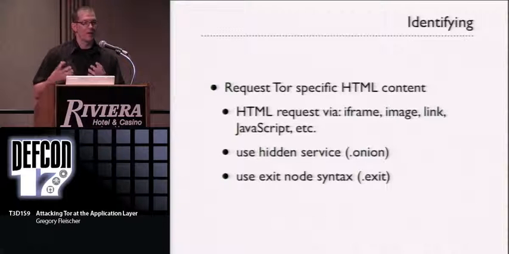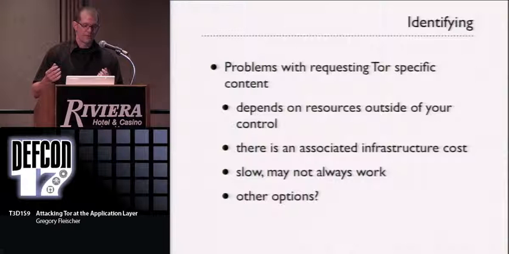Another approach, at more of a higher level at the application layer, we can request specific content through HTML, iframes, images, links, whatever, using some special syntaxes that Tor supports internally. To get to hidden services, you use .onion. To use a request through a specific exit node, you use the fingerprint.exit. So by doing this, if a user is not using Tor, then they're not going to be able to retrieve these resources, and you can test for this using onload events on image tags, on iframes.